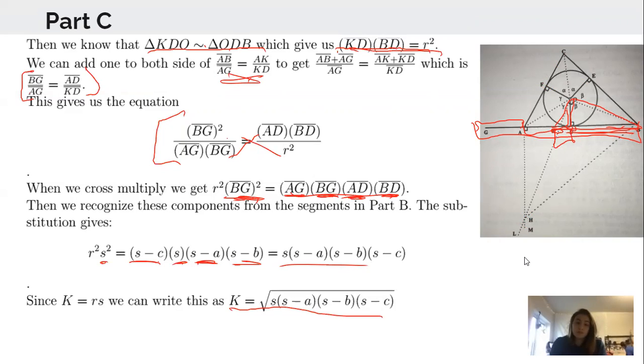But if you take half and you take side length plus side length plus side length, that's just the semiperimeter, right? So that's where that RS formula comes from. Right.